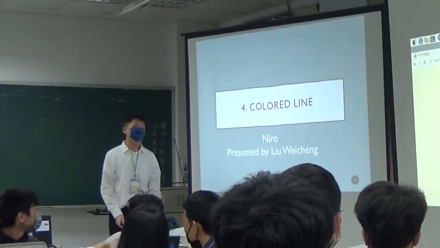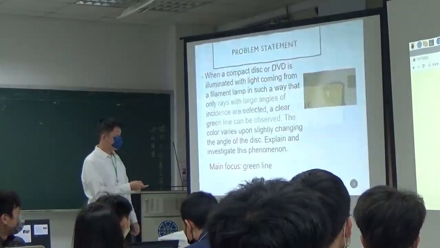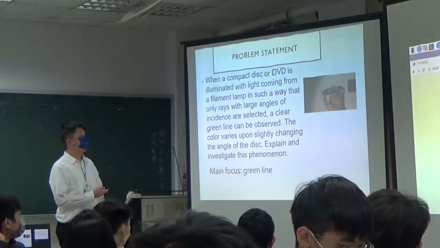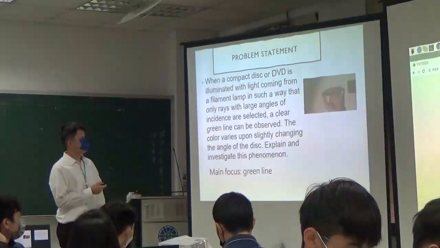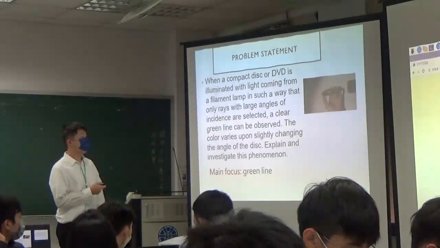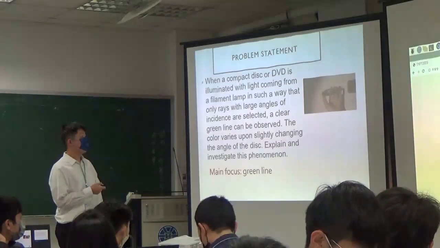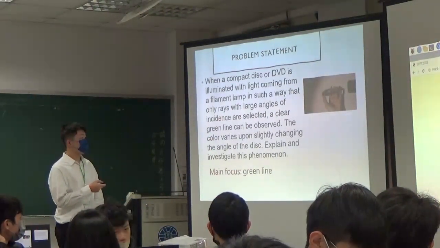I'm from Team Narrow, and I'm going to present the color line. First is the problem statement. When a CD or DVD is illuminated with light coming from a filament lamp in such a way that only rays with large angles of incidence are selected, a clear green line can be observed.